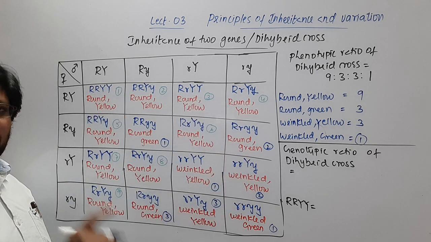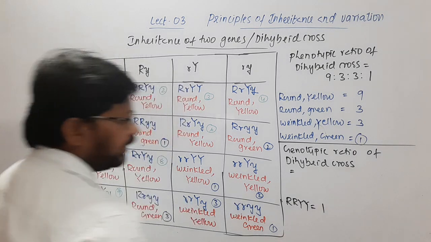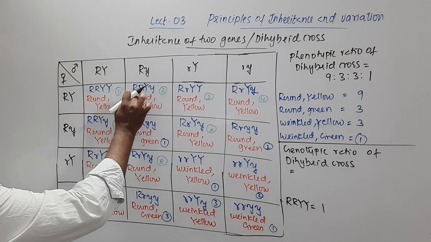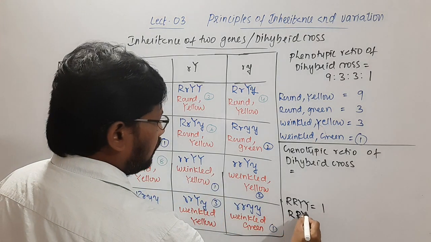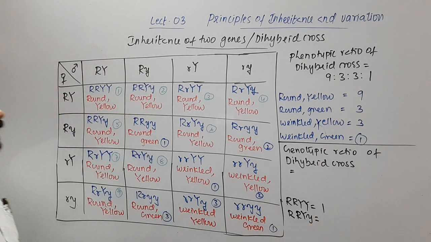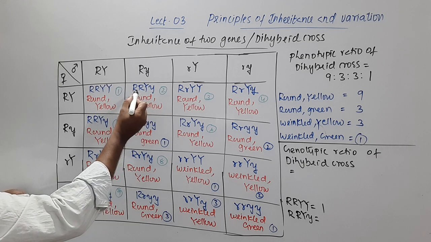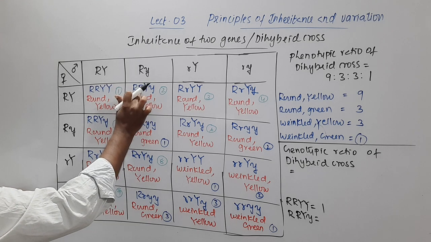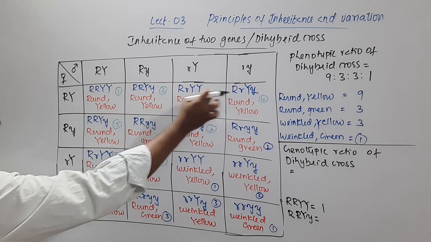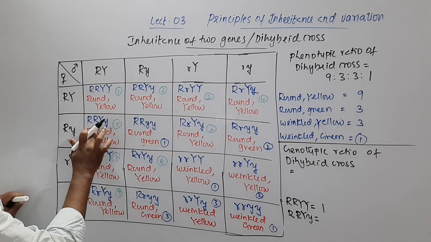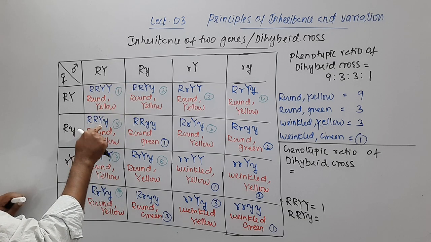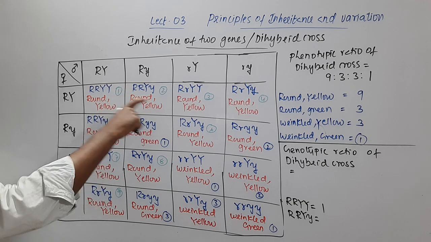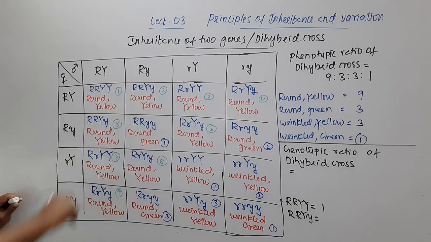So hence the individual with this genotype is only 1. The next one is a different genotype: capital R, capital R, capital Y, small y. Here we need to find out if there is any other genotype with the same capital R, capital R, capital Y, small y. So no, here also you don't see. Then you can see here these two are capital R, capital R, capital Y, small y, the same genotype. So nowhere else will you find the same genotype.